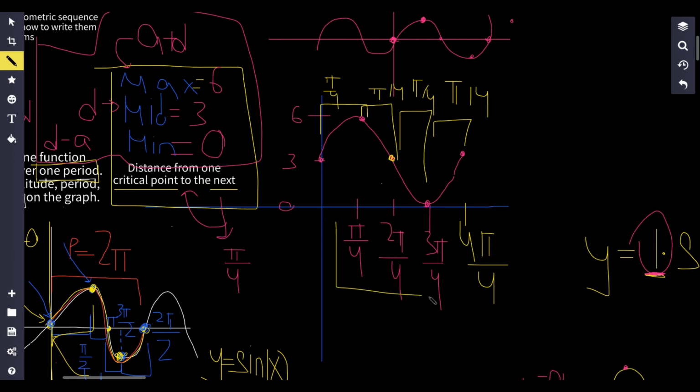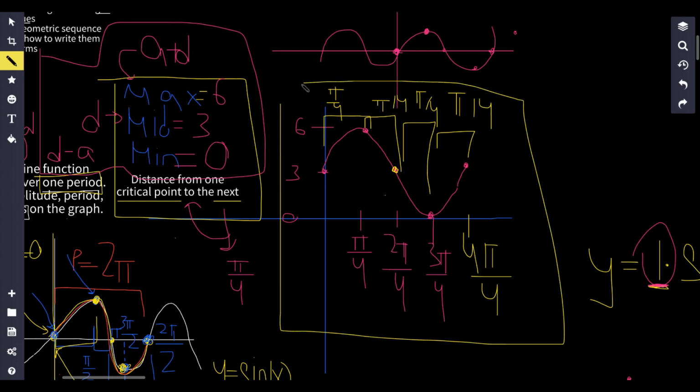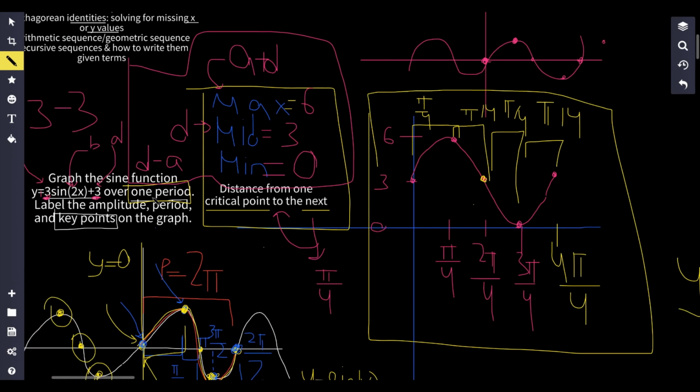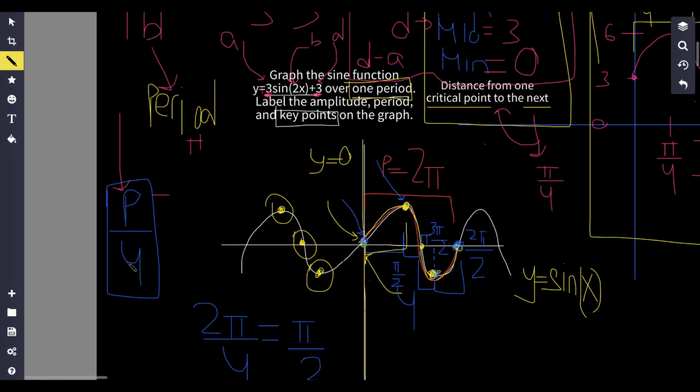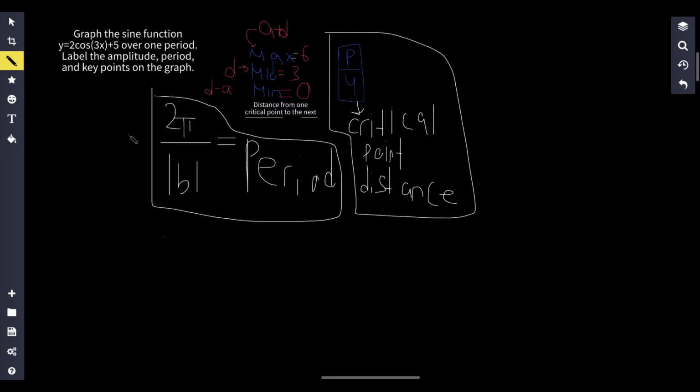But I like to write this all out for you guys, because then you can clearly see the trend that's going on, right? So this is basically how you graph it. You just have to find out all of these 4 things using these formulas, but make sure to understand where these formulas come from. All right, graph the sine function y is equal to 2 cosine 3x plus 5 over 1 period.